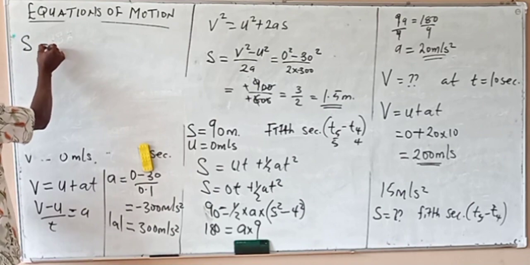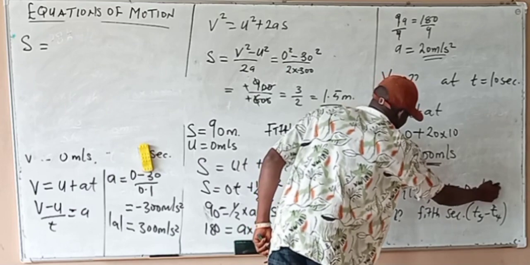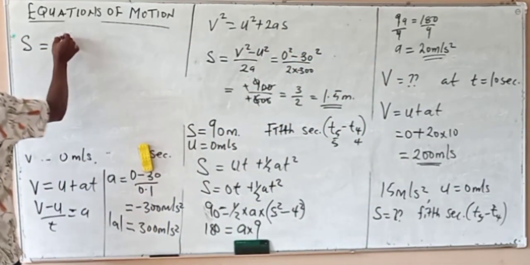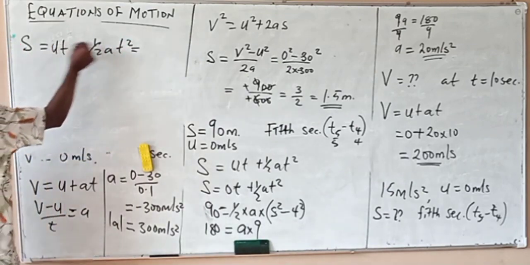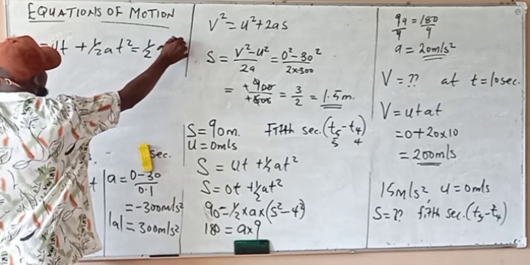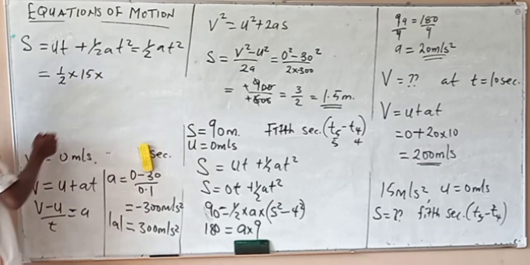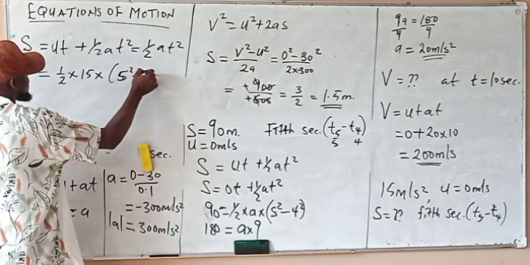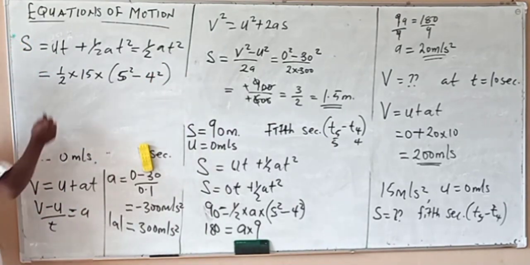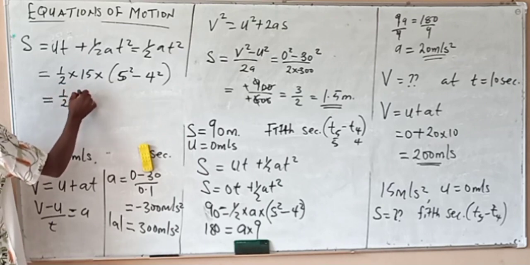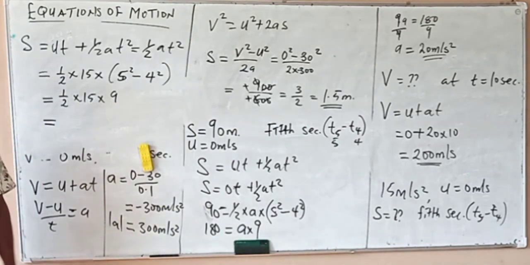We know that displacement, when it started from rest, u is 0 meters per second. So we have ut plus half at squared, and if this one is 0, it reduces to half at squared. So a is 15. We will have half times 15 times t, where t is from 5 and 4. So I will have 5 squared minus 4 squared, which expresses the 5th second. It becomes 1 over 2 times 15 times 9. So if you solve this, what are we going to have?